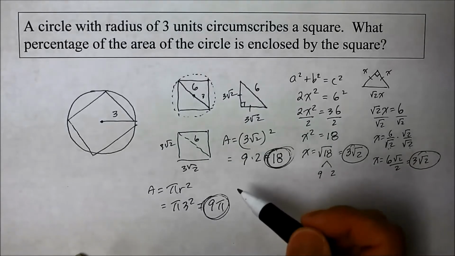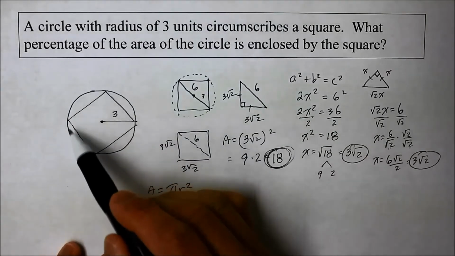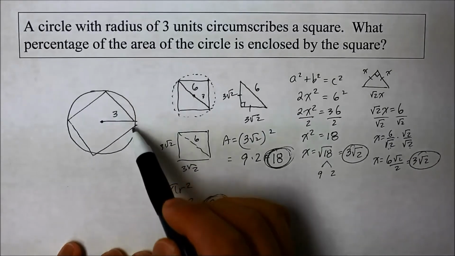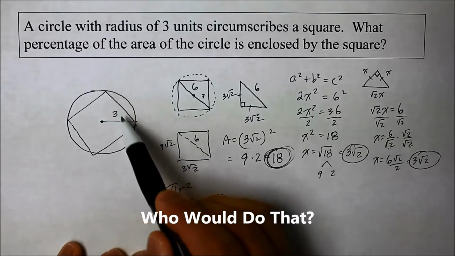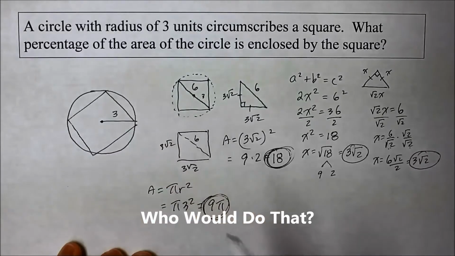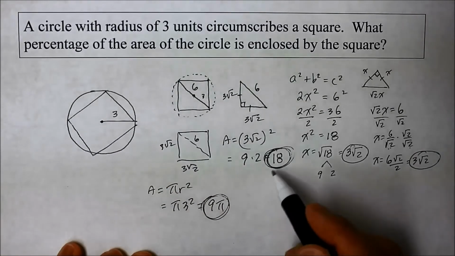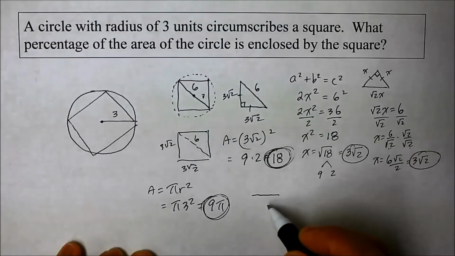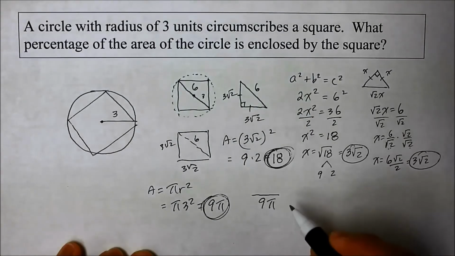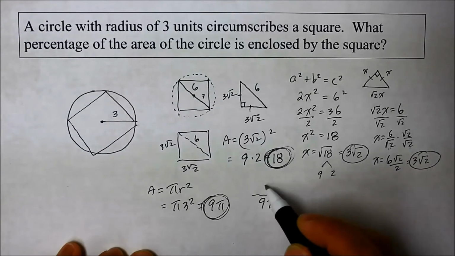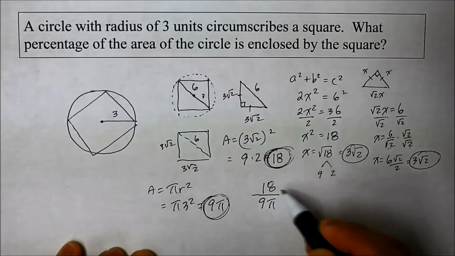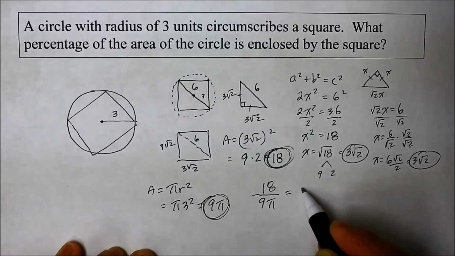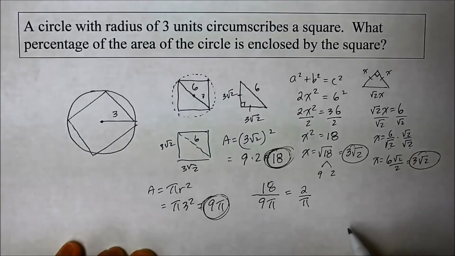So it's like asking this. If you had this whole pizza, and if you ate only this portion, what percent did you eat of the whole thing? So the whole thing always goes on the bottom of a quotient when we talk about percentages. So that's 9 pi. And the part that we ate is 18 units squared. So that simplifies to become, well, 9 goes into 18 two times. So it's 2 over pi.